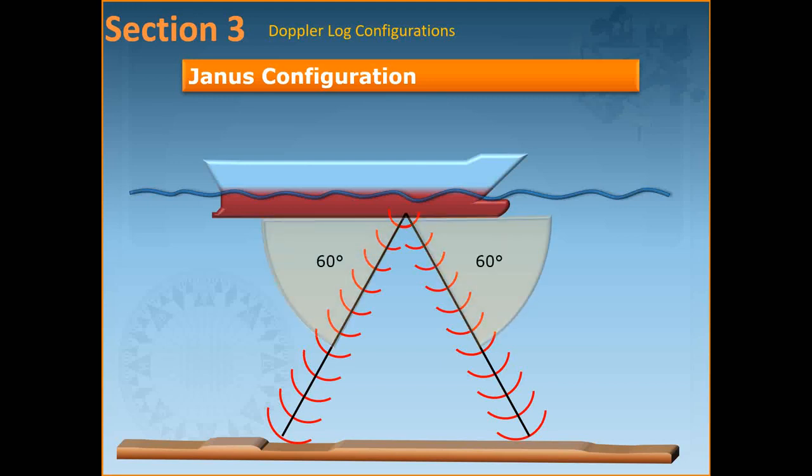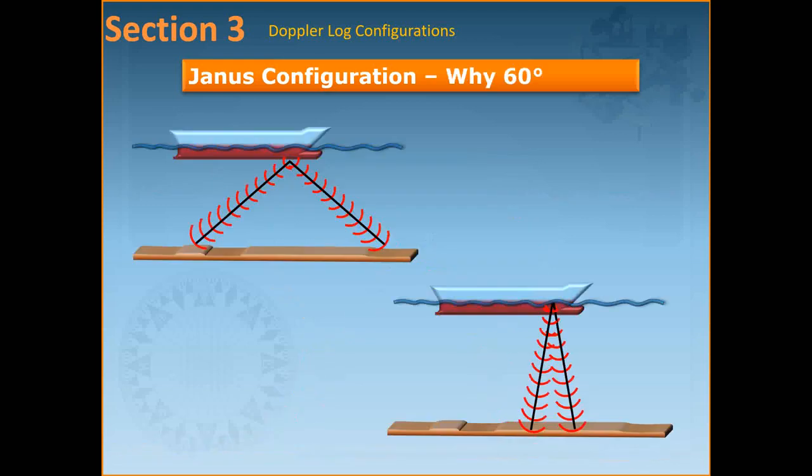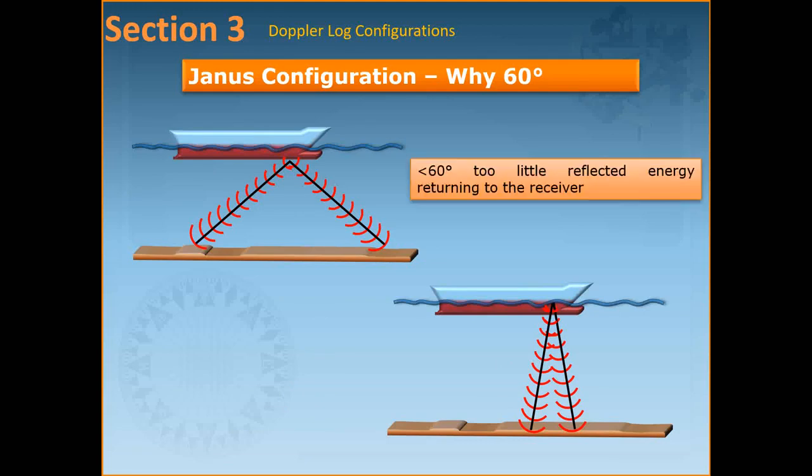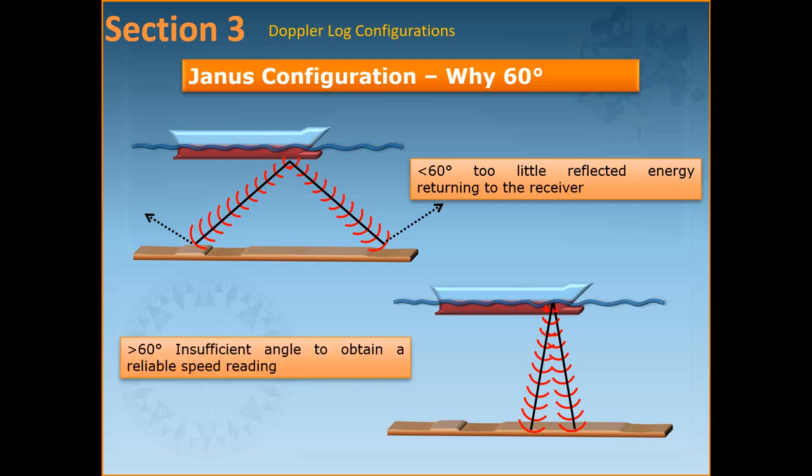Alright, so the angle of the beam of the two rays is about 60 degrees to the horizontal and not directly perpendicular. The reason for this configuration is if it were less than 60, as you will see here, there would be too little reflected energy for the receiver. And if it is more than 60, there would not be a big enough forward component of the beam to get a reliable speed measurement.